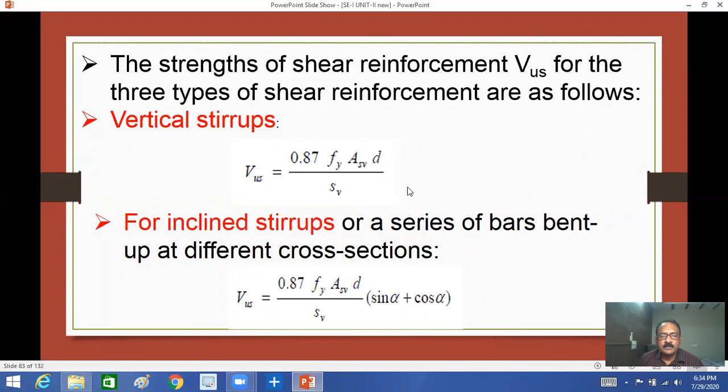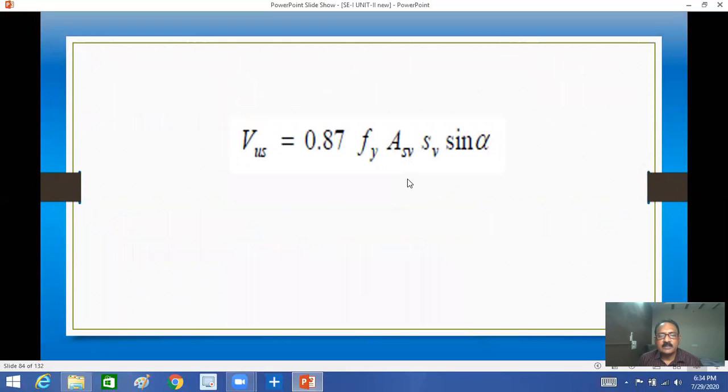For inclined stirrups, for a different section, Vus, the shear to be taken by shear reinforcement, equals 0.87 Fy Asv into d by Sv, where Sv is spacing, into sin alpha plus cos alpha. Alpha is the angle of the inclined bar to the longitudinal bar. Here d is again depth, Asv is area of stirrups, Fy is the characteristic strength of your steel. This is the formula for inclined stirrups.